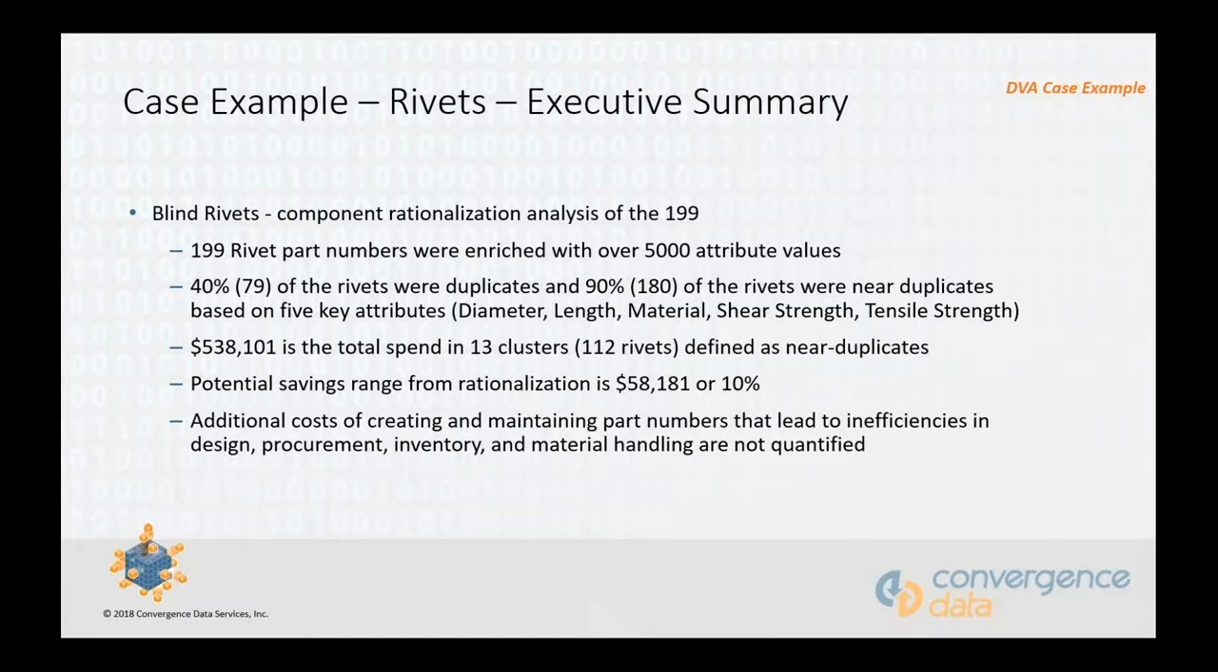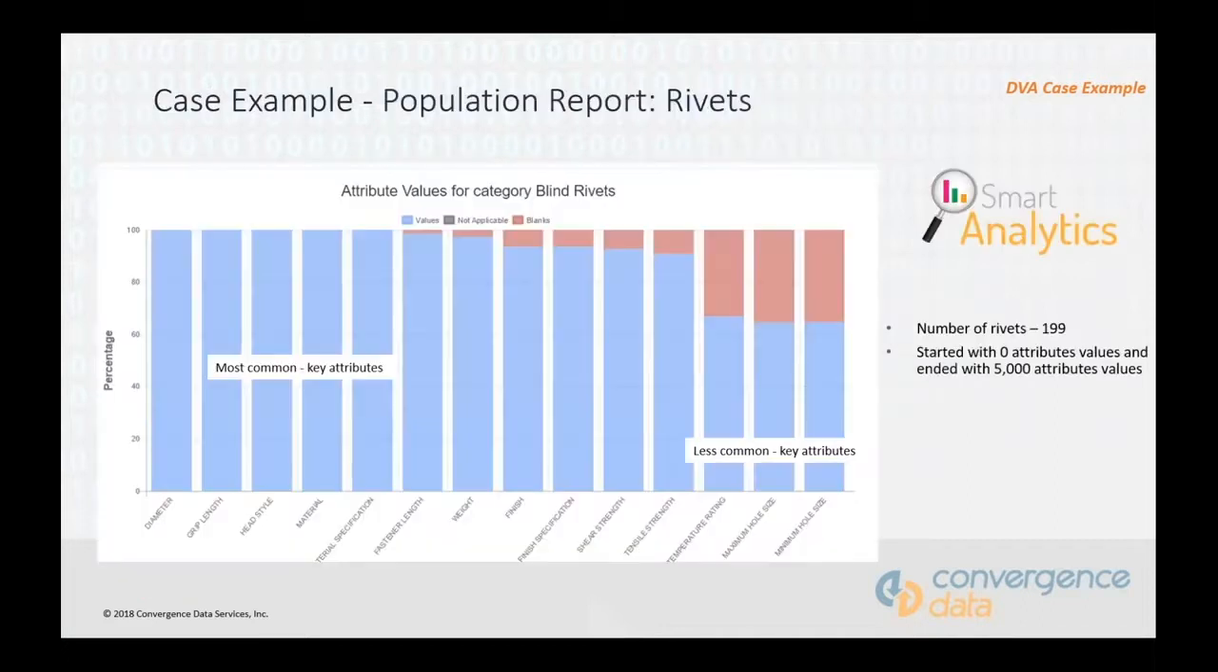So from here, it looks like there's a potential of 40% duplicates and 90% near duplicates for these rivets, which is quite high. And the spend for these rivets is over $500,000. So there's significant opportunity here for rationalization. And try to estimate what you think those savings are. In this example, we think we can save close to $60,000 on these rivets with a DVA analysis. So this is a sample of an executive summary.